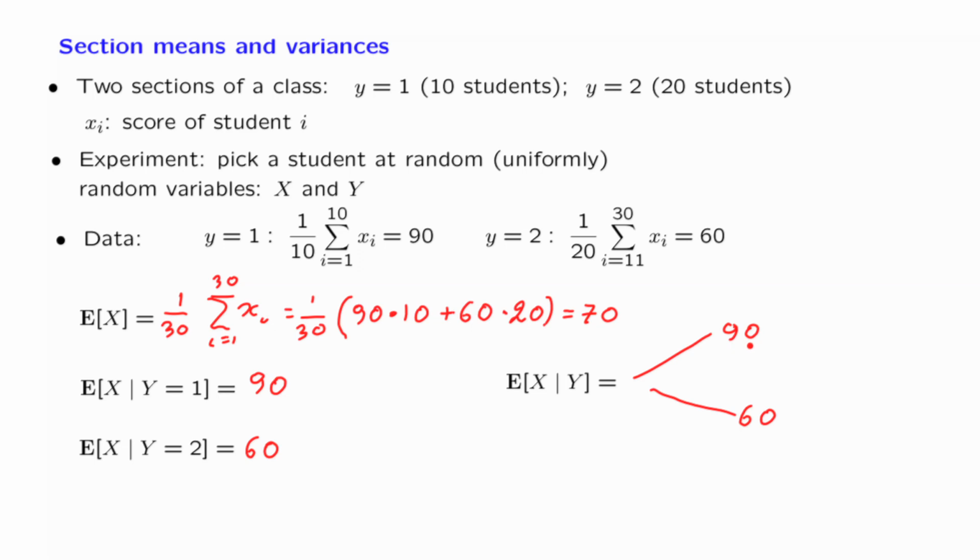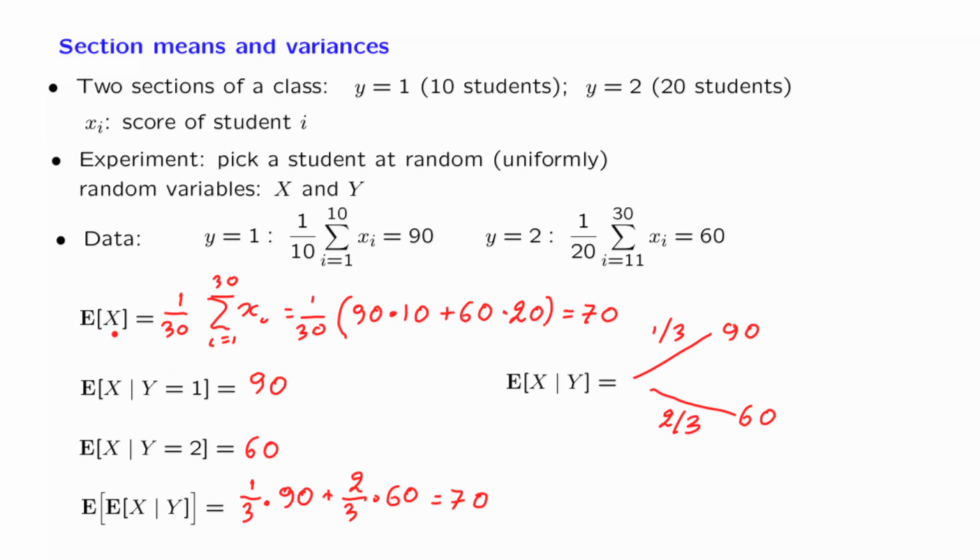What is the probability of this event, that a student from the first section was picked? Given that the first section has 10 out of a total of 30 students, this probability is 1/3, and therefore this probability is 2/3. Now that we have the distribution of this random variable, we can calculate the expected value of this random variable, which is 1/3 times 90 plus 2/3 times 60. And this number evaluates to 70, which, of course, is no coincidence, is the same as the average over the entire class.